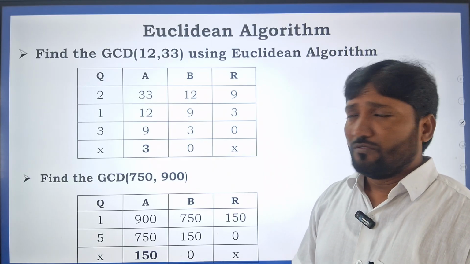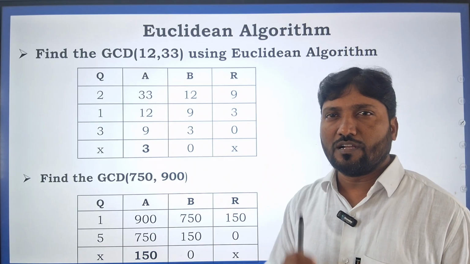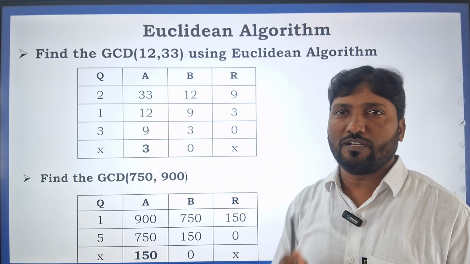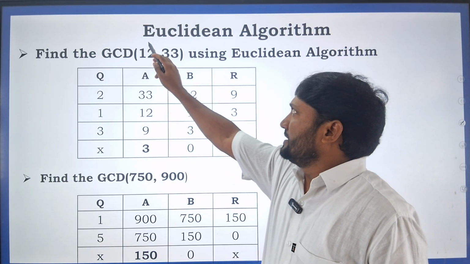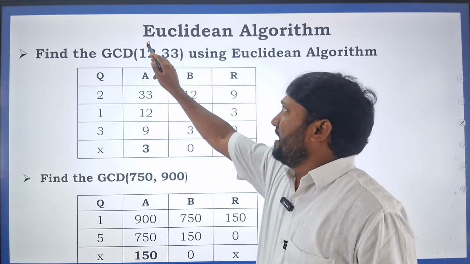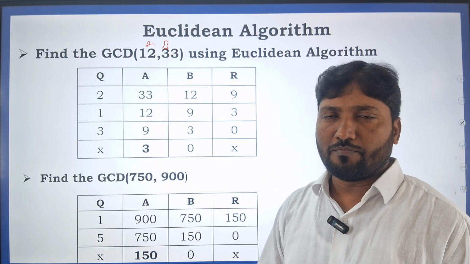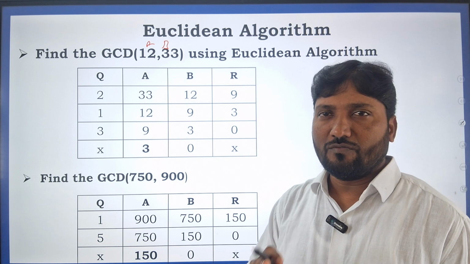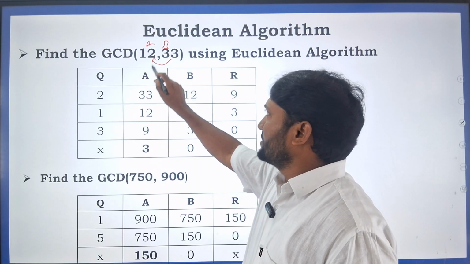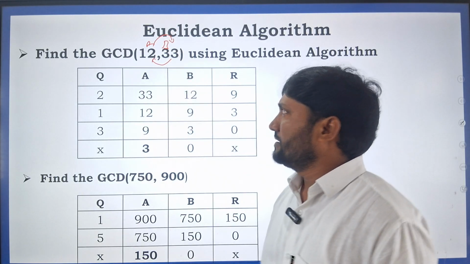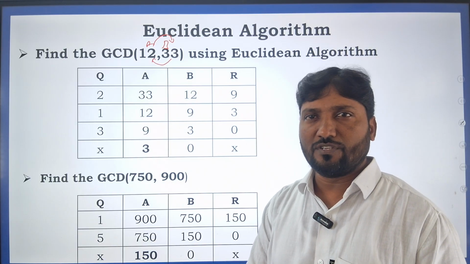Now we have to remember that these two numbers must be considered as two positive integers and A must be greater than B. That is the only condition we will discuss in the Euclidean algorithm. So this is A and this is B. If A is not greater than B, then what do we have to do? We simply have to swap the two numbers. In place of A, we substitute B, and in place of B, we take 12. Then we can apply the Euclidean algorithm to calculate the GCD of these two numbers.